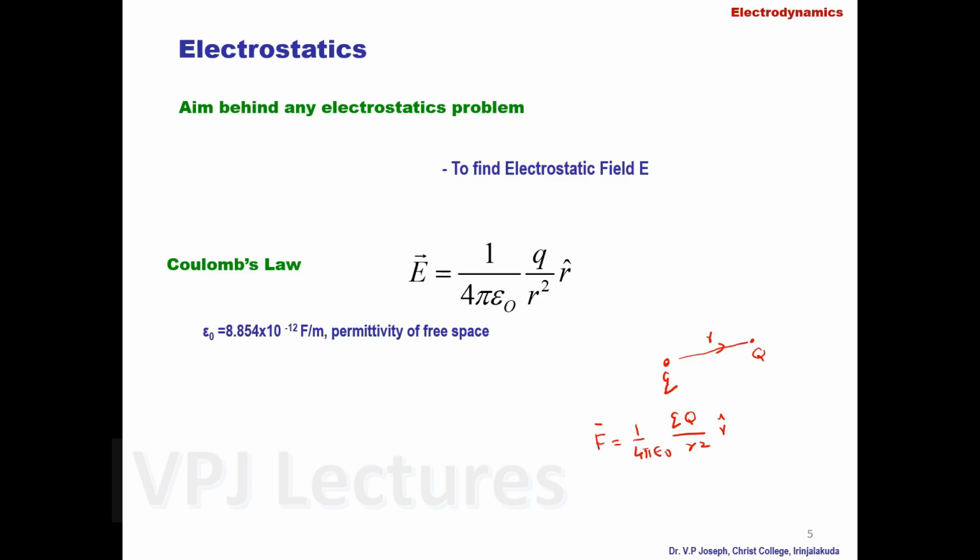And the force acting on a unit test charge, that is, if you place a small test charge and divide the force by the magnitude of the test charge, so that F divided by the test charge is called the electrostatic field at that point. That is, the force acting on a unit test charge is taken as the electric field. So this is the most common, basic method to find the electric field, or the effect due to the electrostatic cause, that is, a stationary charge.